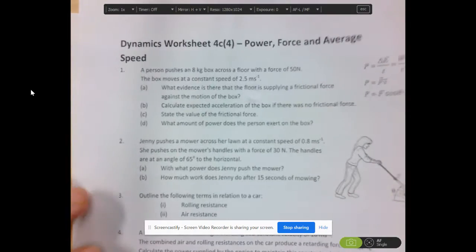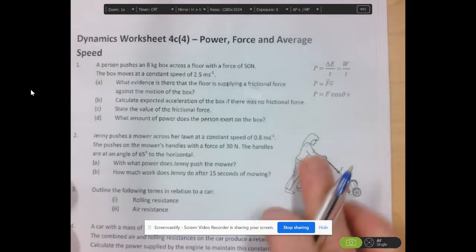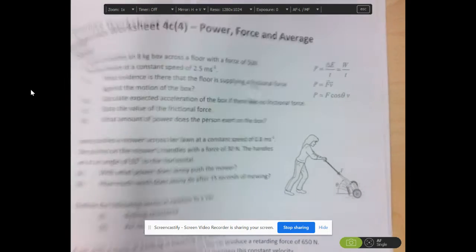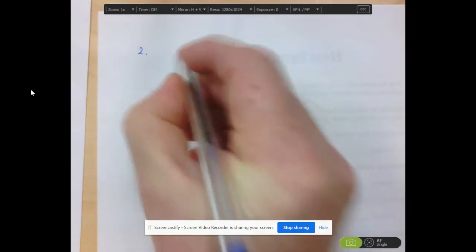Question 2 has Jenny pushing a mower. So here she's pushing down that handle and the mower will be going forward. That's parallel to the earth, but the force is not parallel to the direction of the velocity. In this case, we have to find the component of the force that is pushing it forward. So looking at question 2, here is the force going down there on the mower. That's 30 newtons.